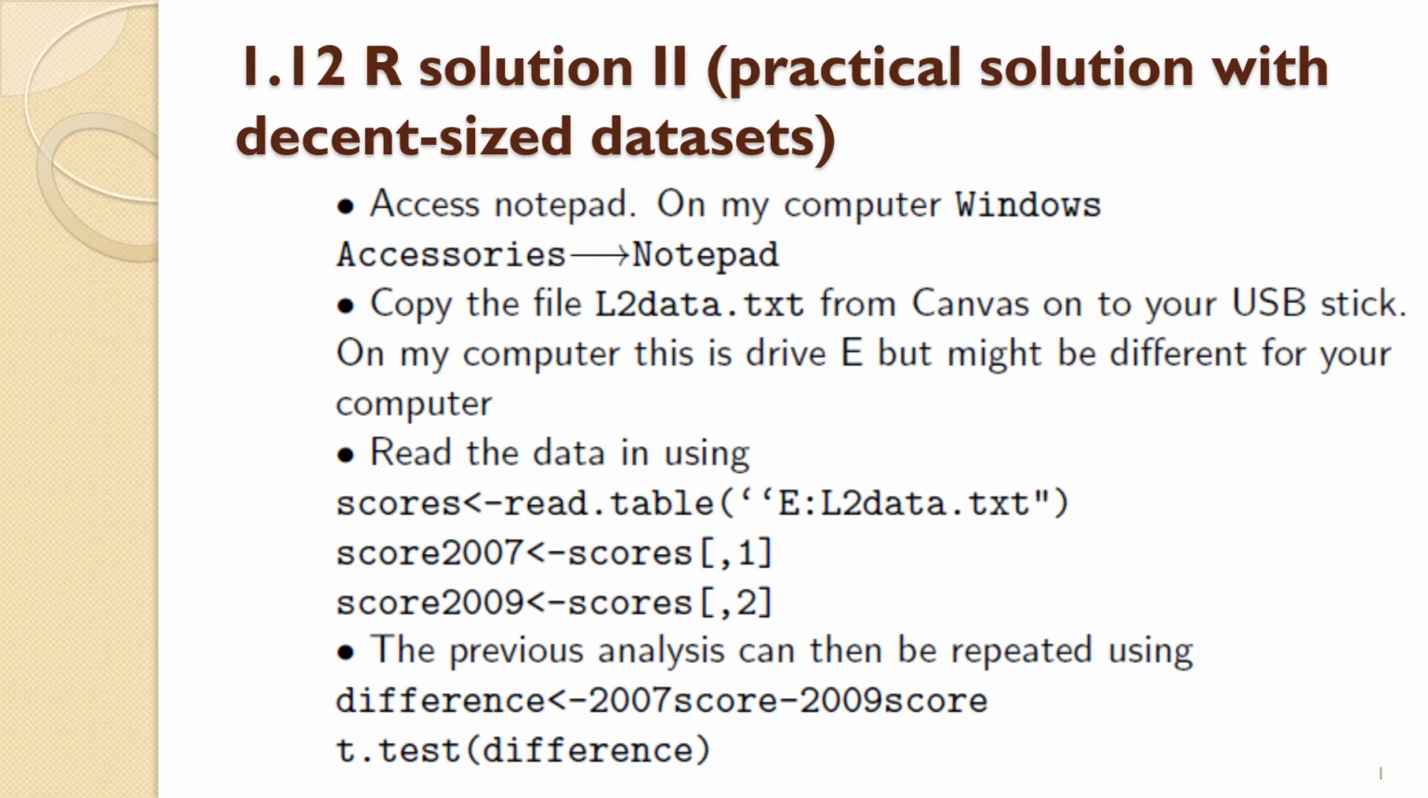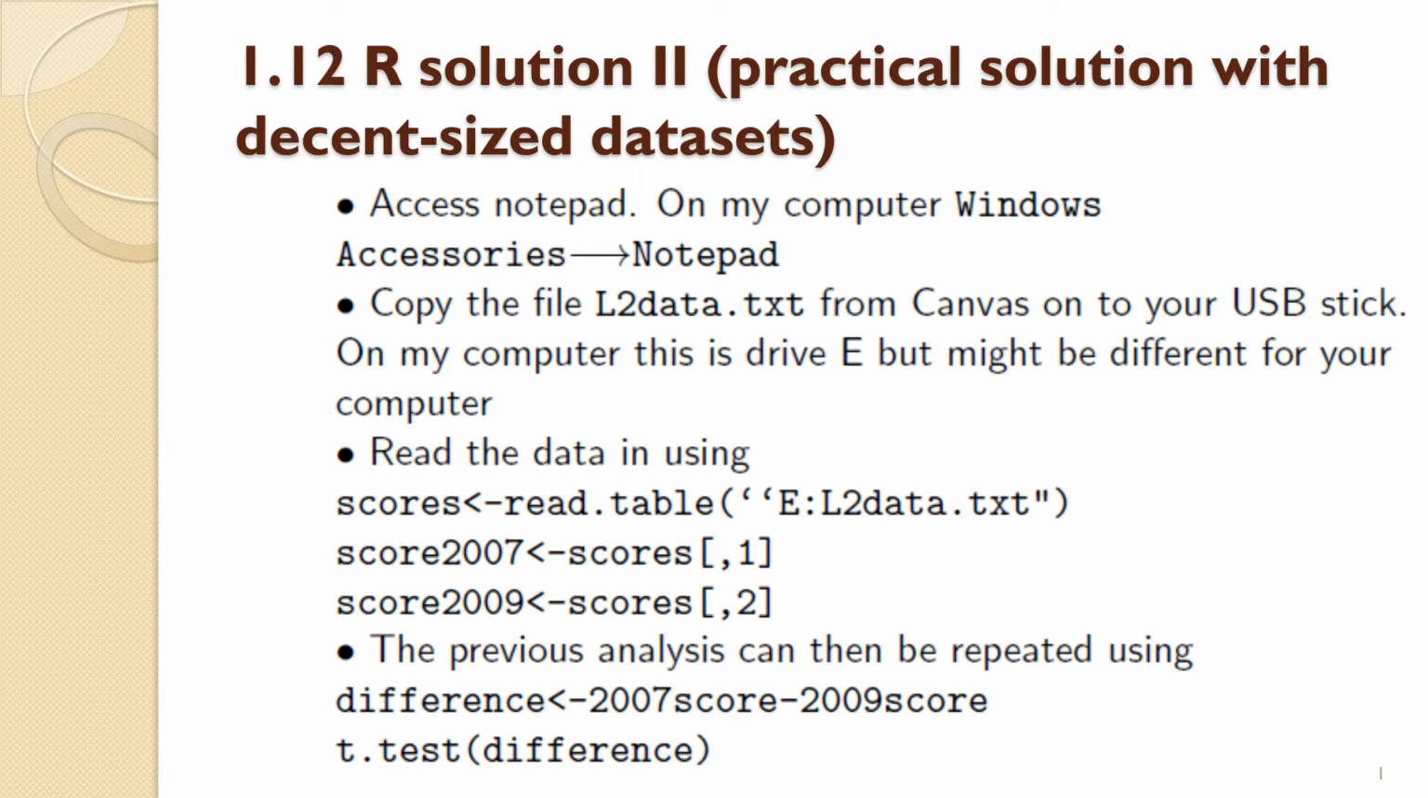So my suggestion of how to do this would be to save the data as a .txt file. The easiest way to do this, if you've got, for instance, a data set in Excel, is to open Notepad on a Windows computer. You need Windows Accessories, Notepad, and then for these examples, copy this .txt file from Canvas onto a USB stick, and then the commands are as follows.